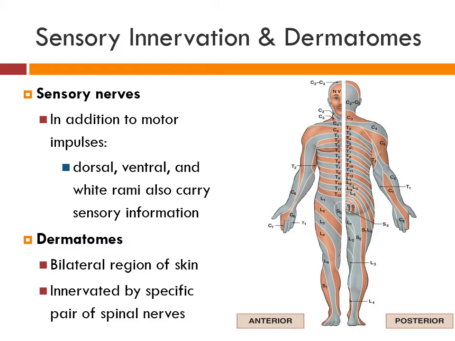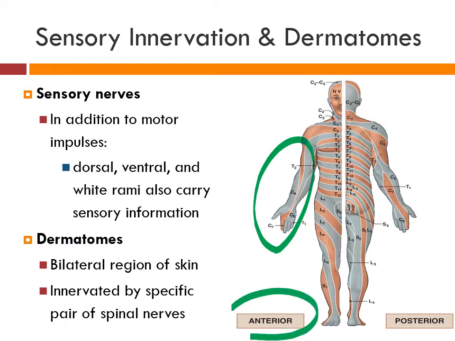So let's look at the arm here. So this is the front side of the body here, and this is the posterior side of the body. So C4 comes across the top of the shoulder. C5 is the outside of the arm. C6 is the lateral portion of the arm and into the thumb.